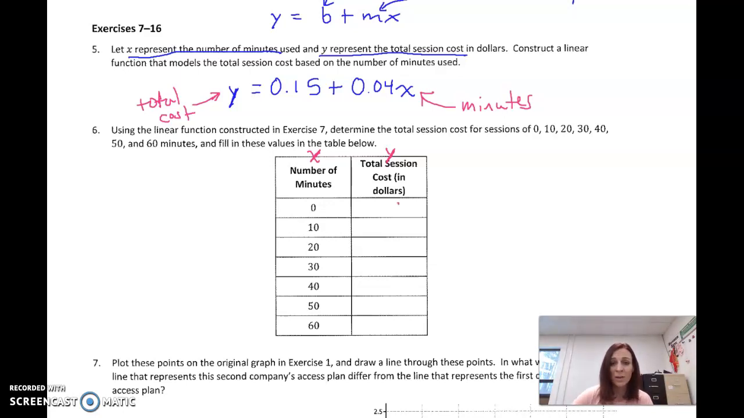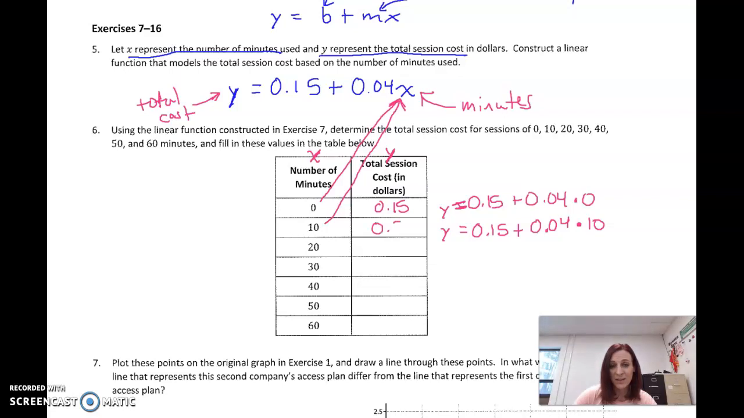All I'm going to do is take this value right here and plug it in for my x. So I'm going to say y equals 0.15 plus 0.04 times 0. Well, of course, that's going to cancel out, and I'm left with just 15 cents. This is the last one right down here. I'm going to do 15 cents plus, now I'm going to put in 10 for x, 0.04 times 10. And that works out to be 55 cents.